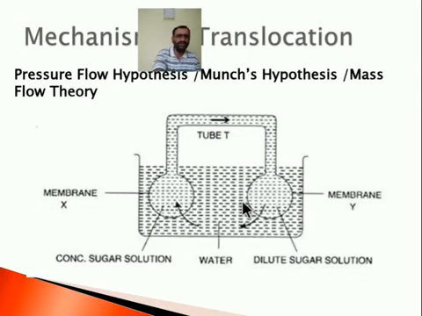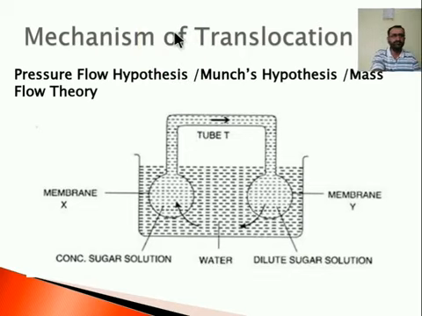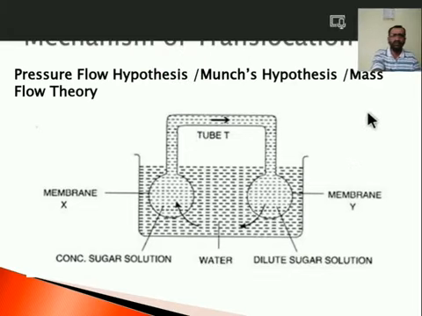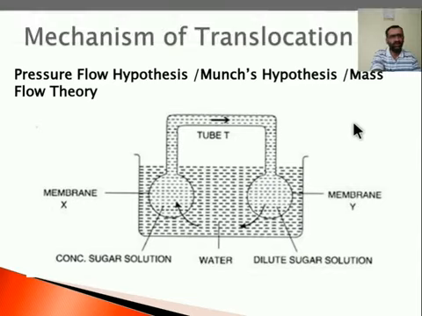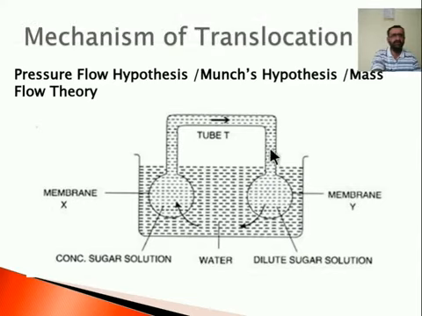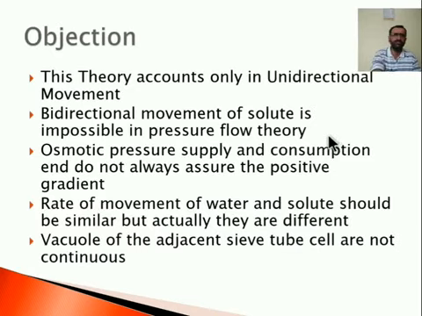Almost a similar mechanism is seen in the plant, and in this way it is proved that translocation of food material takes place through the phloem. This is the Munch hypothesis.